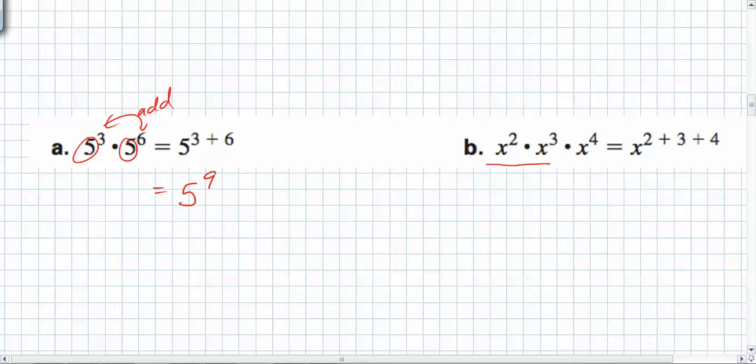What about x squared times x to the 3rd times x to the 4th? Again, it's the same base. So all you have to do is add the powers. 2 plus 3 plus 4. It's going to be 5 plus 4, which is x to the 9th. And leave it like that.